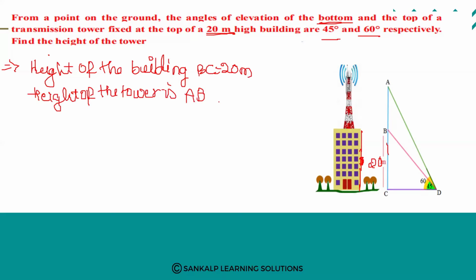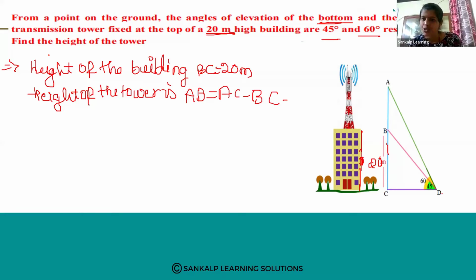How you are going to find out AB? AB means what? It is AC minus BC. Yes or no? So AB is AC minus BC. Okay, now here you are going to observe two triangles. Yes or no? So we see two triangles here. That is, one is triangle BCD, another triangle is ACD. Okay, so in triangle BCD, first we will consider only the small triangle. Which is the small triangle here? BCD.